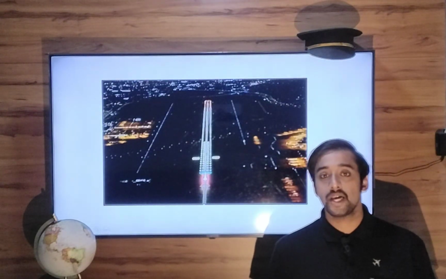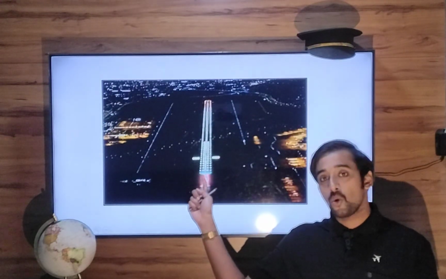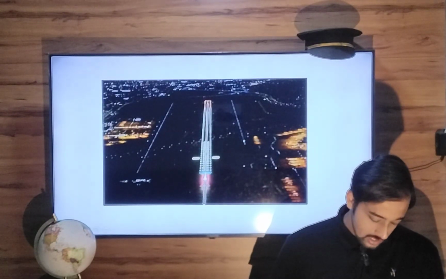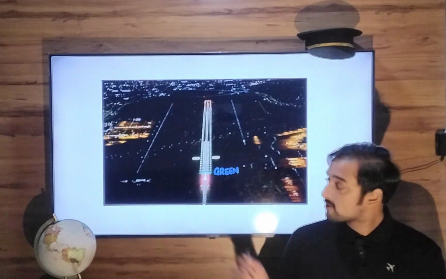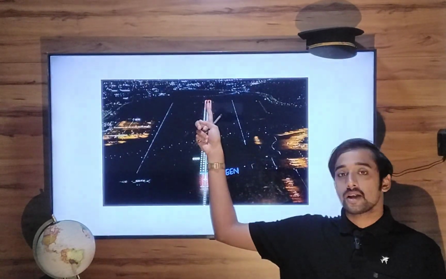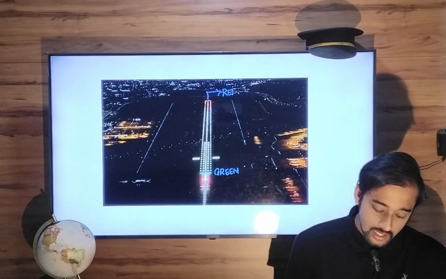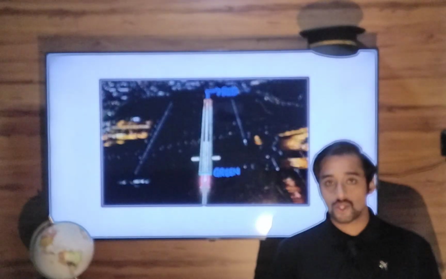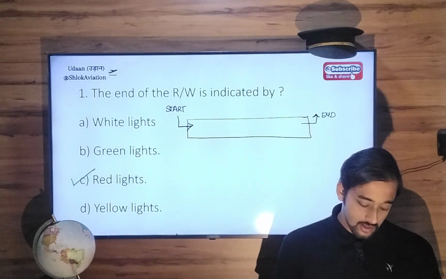Now from the direction you are landing, you will be able to see a row of green lights. After you land and start rolling down the runway, on the opposite end, where the runway ends, you will be able to see steady red lights. So always the approach end of the runway is green and the end of the runway after you land is red in color. So the end of the runway is indicated by option C, red lights.